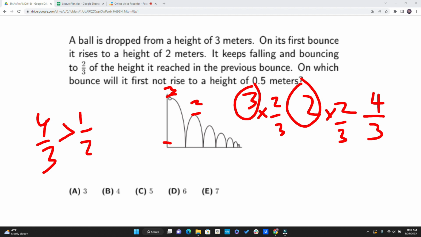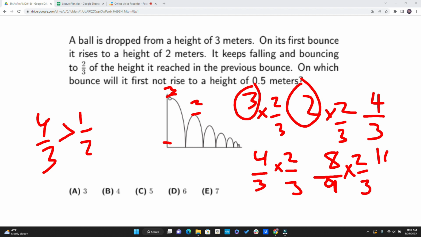Okay, on the next bounce, after 4/3, it bounces to the height 4/3 times 2/3, which is 8/9. Right, now it's less than 1 meter, but it's still more than half, right? Half would be 4.5/9. So we're still bigger. Got another 2/3. Now we're at 16/27. Is that bigger than a half? Well, half of 27 is 13.5. So we're still bigger. So 16/27 times another 2/3.